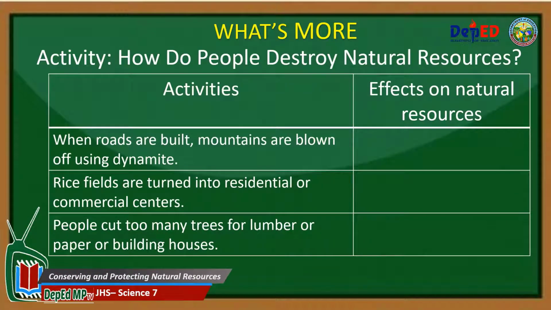The first column are the activities. The second column, effects on natural resources. So first, when roads are built, mountains are blown off using dynamite. Second, rice fields are turned into residential or commercial centers. Third, people cut too many trees for lumber or paper or building houses.